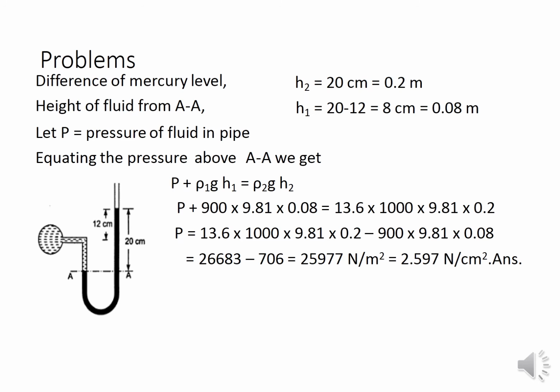So substitute all the values. Rho 1, rho 2 is known, h1, h2 is known, g is 9.81. So if you calculate, it comes to around 25,977 Newton per meter square. So this is the problem you have to solve like this. Major thing is, you should know what is given data. Given data, convert into figures, and then you can substitute the value.